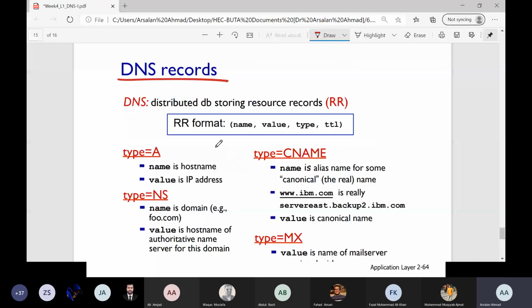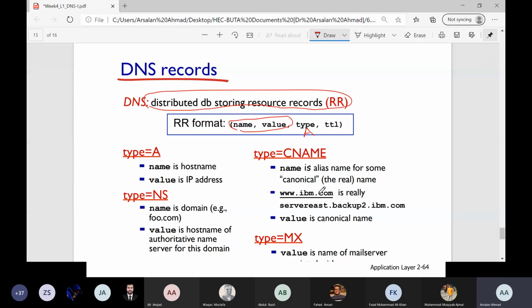The totally last slide of DNS is the resource record format. DNS is a distributed database which stores the resource records. There are 4 types of resource record: type A, type NS, type CNAME, and type MX. The difference between these types is the difference between the name and the value. When the type is A, the name is the host name and the value is the IP address. When the type is CNAME, the name is the alias and the value is the canonical name.